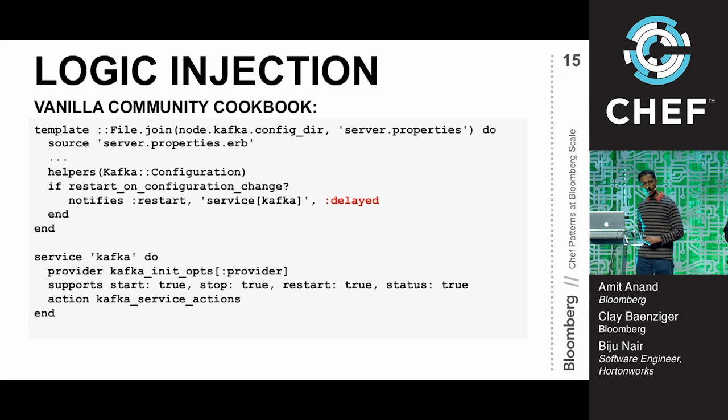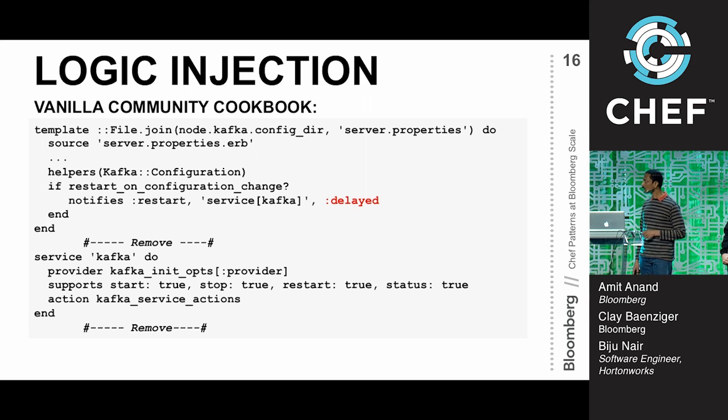Before I move on to how the solution was implemented, I just want to point out that you should keep in mind the template resource and the notification. It restarts the service Kafka in a delayed mode. Just keep that in mind to follow through. So the change we want to make in the community cookbook is so that it still stays generic, but allows a user to wrap it so that they can inject logic.